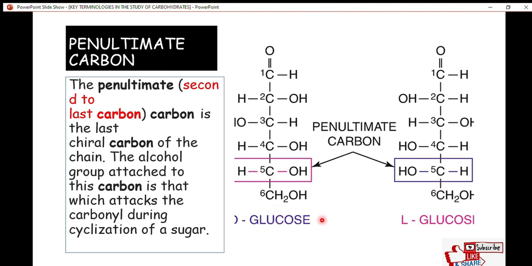This is the penultimate carbon at carbon 5 for D-glucose, and likewise for L-glucose. L-glucose and D-glucose are enantiomers, which are just mirror images of each other. When we check, we have OH here, OH here, OH here, OH here, hydrogen, hydrogen, OH, OH, so it's a mirror image and can be termed an enantiomer. So that's the basic meaning of the penultimate carbon: the last but one carbon, or the fifth carbon, in a sugar molecule represented in a Fischer projection, to be precise.